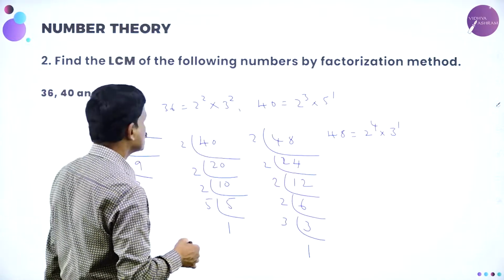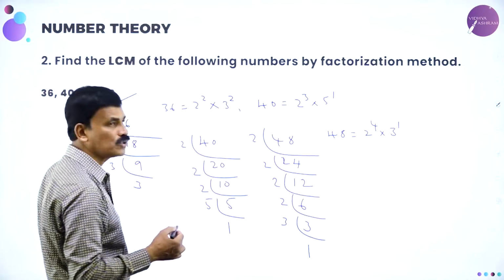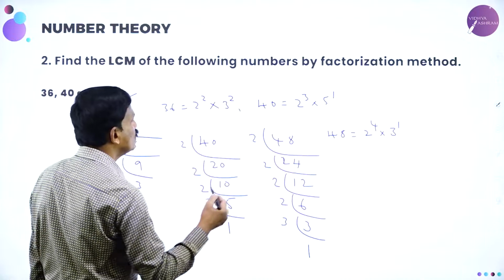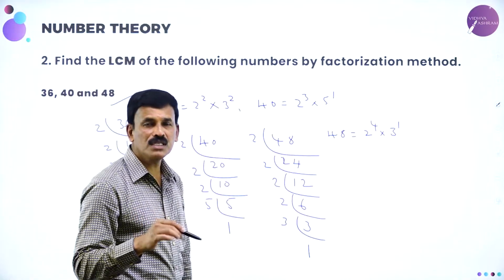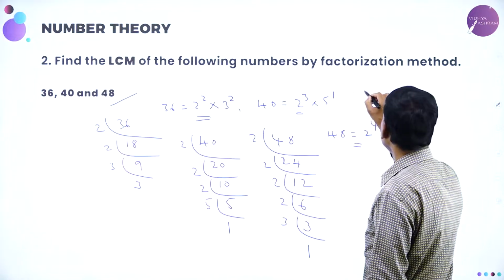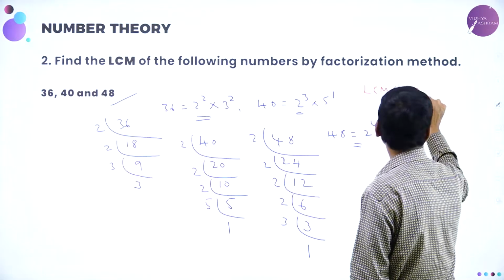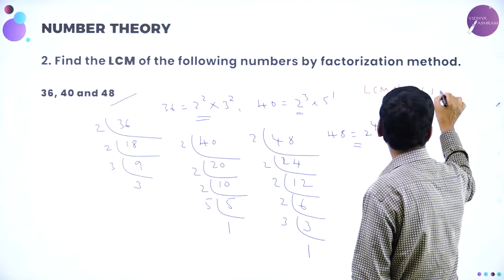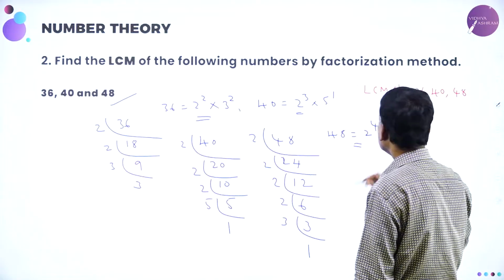Now the factors, what are the factors of 36? 2 square into 3 square. 40, 2 to the power of 3 into 5 to the power of 1. 48, 2 to the power of 4 into 3 to the power of 1. Now just find out the highest powers of all the factors. Now therefore, LCM of 36, 40 and 48 is highest power.